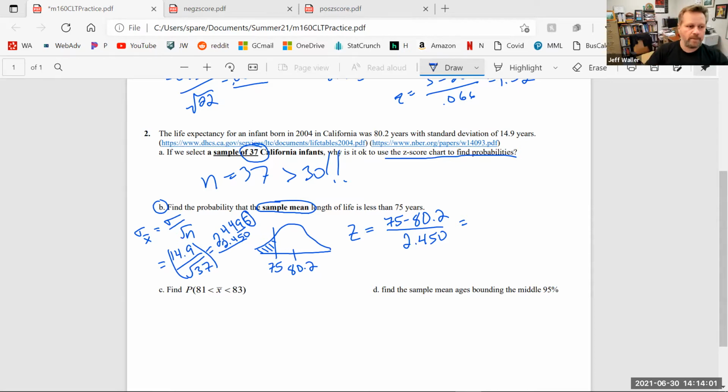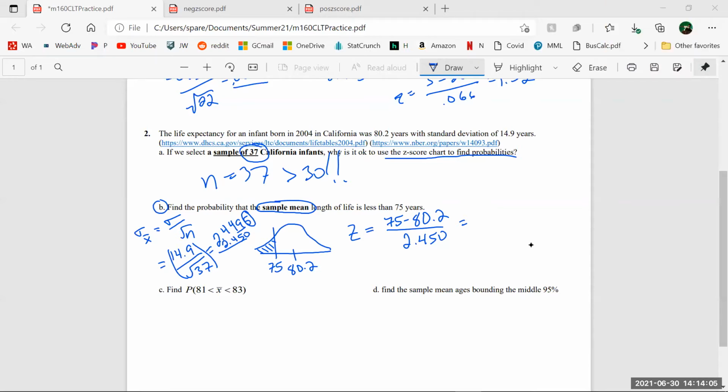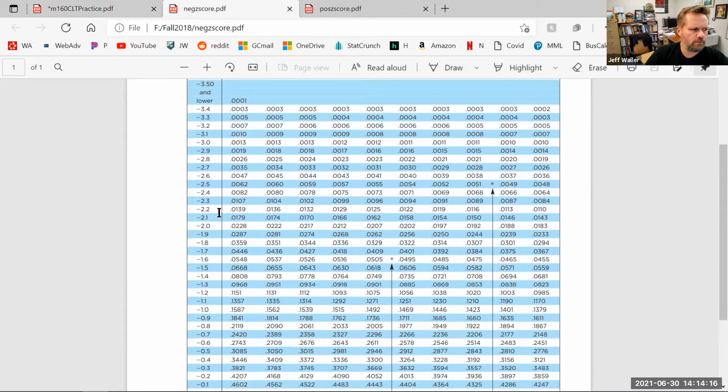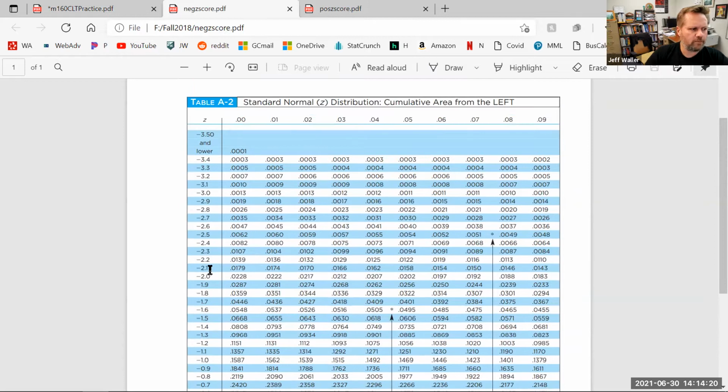Okay. Coming back to this, who's got the Z-score? Negative 2.122. Neato. Is that getting everybody else? Yeah. Okay. So if we look up negative 2.12, you've got to be careful. This is what people do. 2.112, that's not right because that's 0, right? So 2.1012 right there.